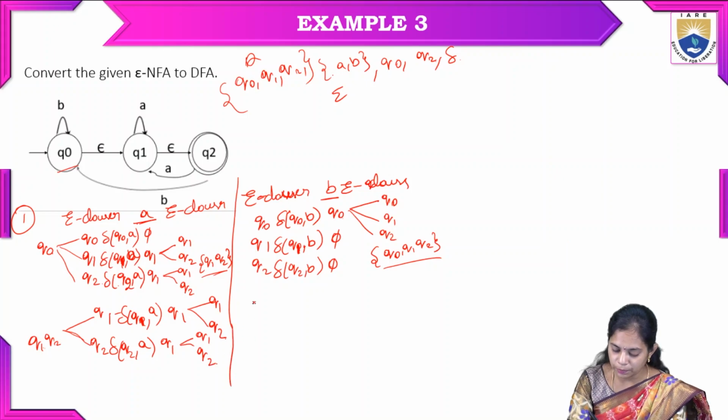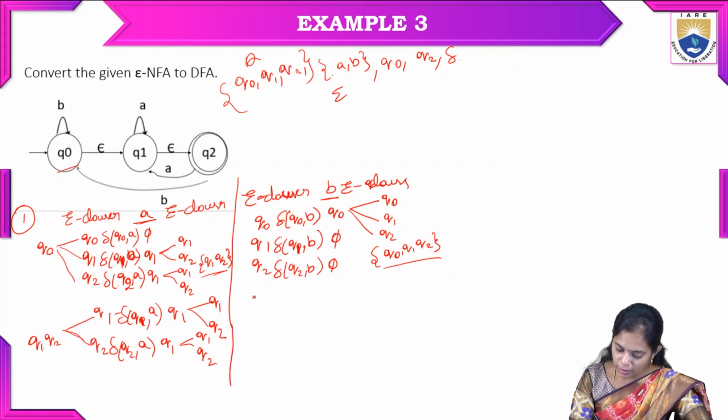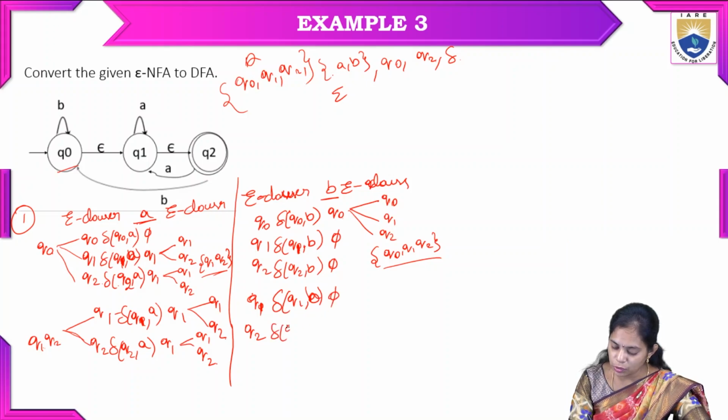And next step, we need to find the same thing for Q0, Q1 and Q2 for the result. The transition of Q1 comma B input we are taking. So Q1 comma B is pi, and transition of Q2 comma B is pi, and the result is also pi.